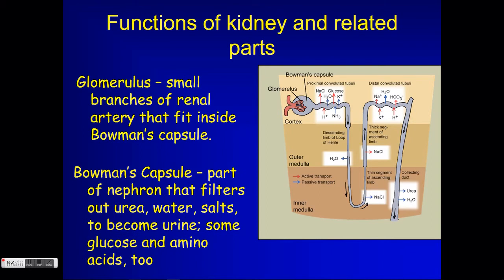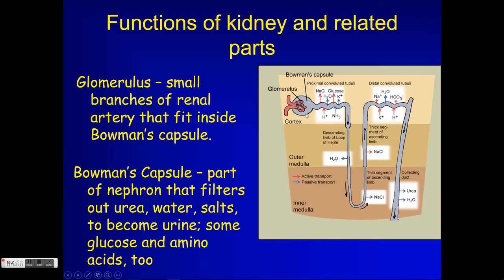Bowman's capsule is the part of the nephron that filters out urea, water, and salts to become urine. However, Bowman's capsule isn't that selective. Inside your blood we also find glucose and some amino acids, and those are small enough to fit through the filter that is part of Bowman's capsule. So there are some things that initially we're taking out of the blood that we want to get rid of, urea, water, and salts, but we're also getting rid of some things that we don't want to get rid of. We don't want to get rid of glucose.